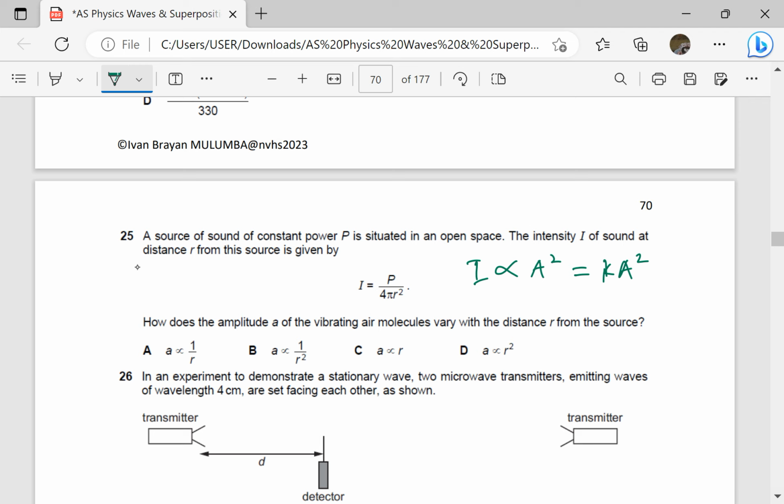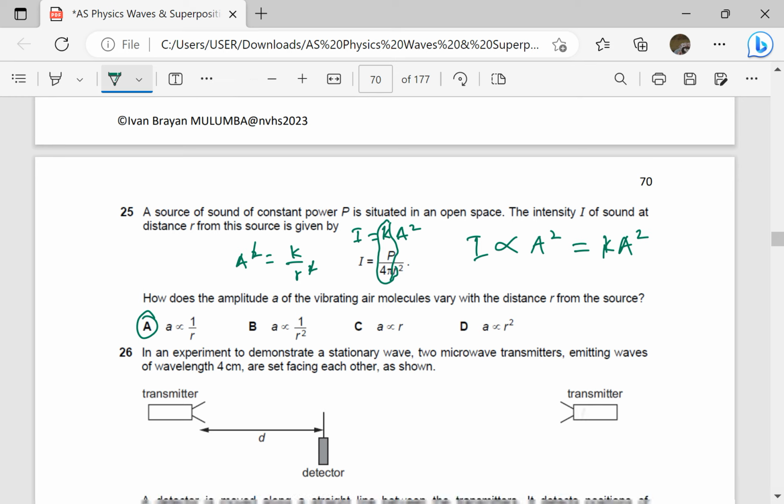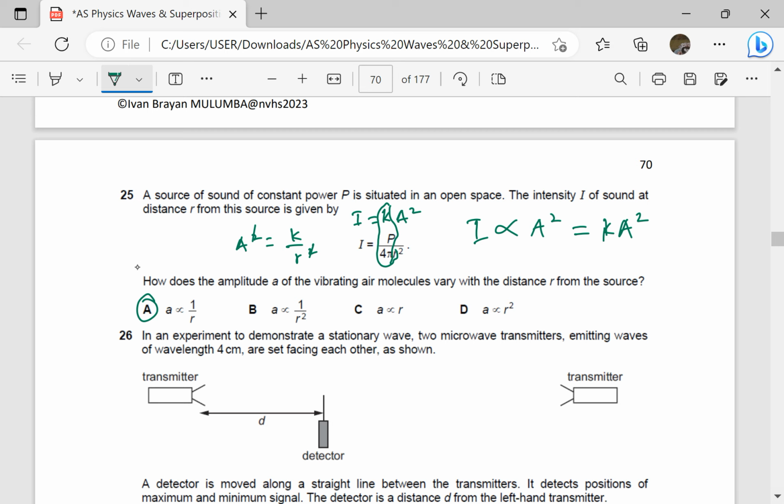So combine this with I is equal to k a squared, assuming all these ones are constants apart from r. So it means a squared is equal to a constant divided by r squared. The square goes off, which means amplitude is inversely proportional to r. So the answer is going to be A. Amplitude is inversely proportional to r because you get the square root both sides.